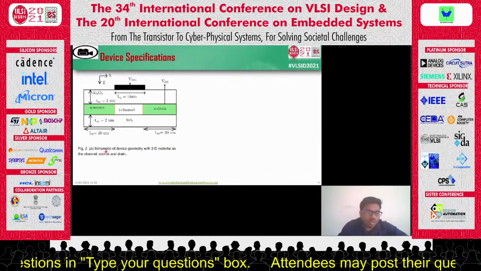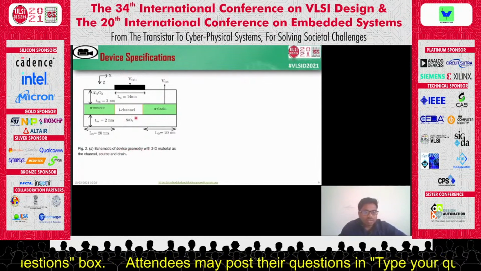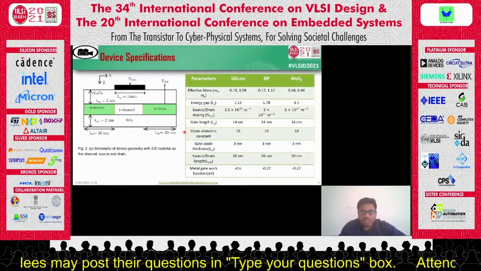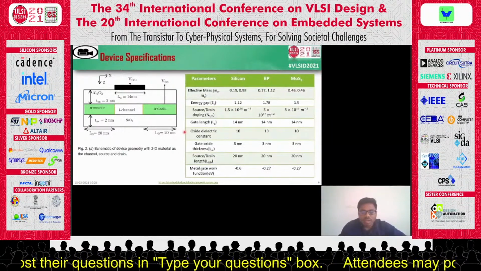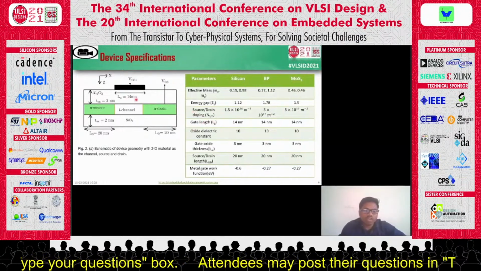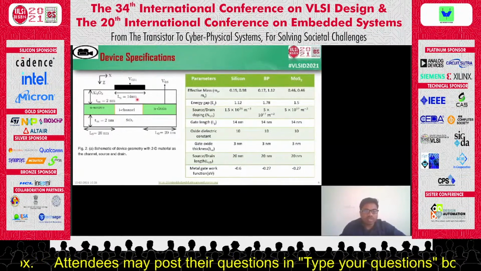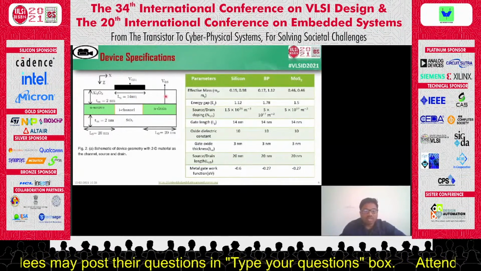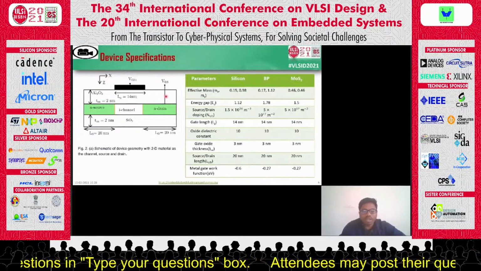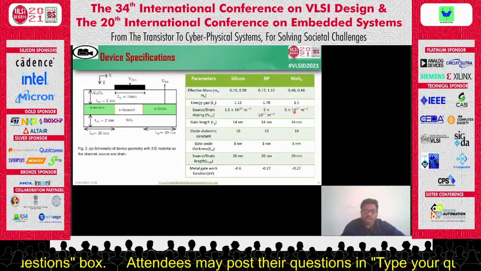And here figure 2a shows the schematic of the device geometry with the 2D material as channel, source and drain. And this table summarizes the parameters and the effects we have taken into consideration during the simulations. We have taken a gate length of 14 nanometers because it is going to be an expected promising option for future high-frequency applications. And we have taken the source length and drain length of 20 nanometers, N-type doped with a concentration of 5 times 10^17 per meter squared.